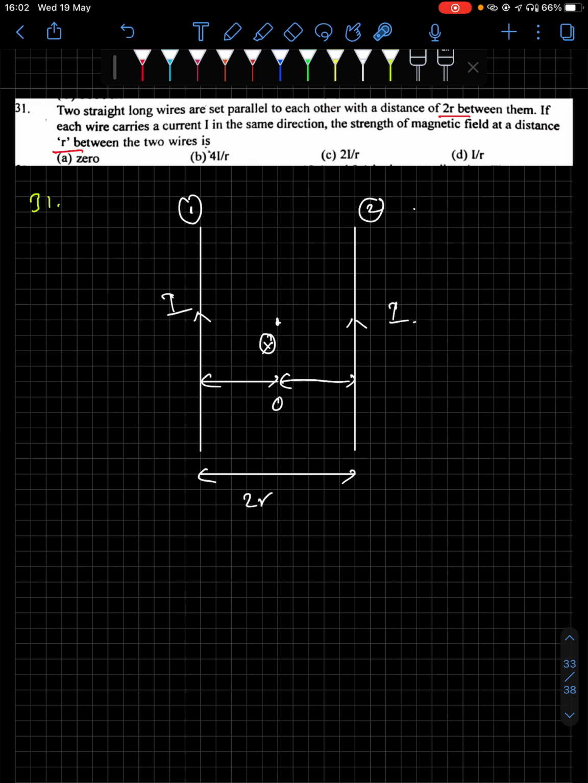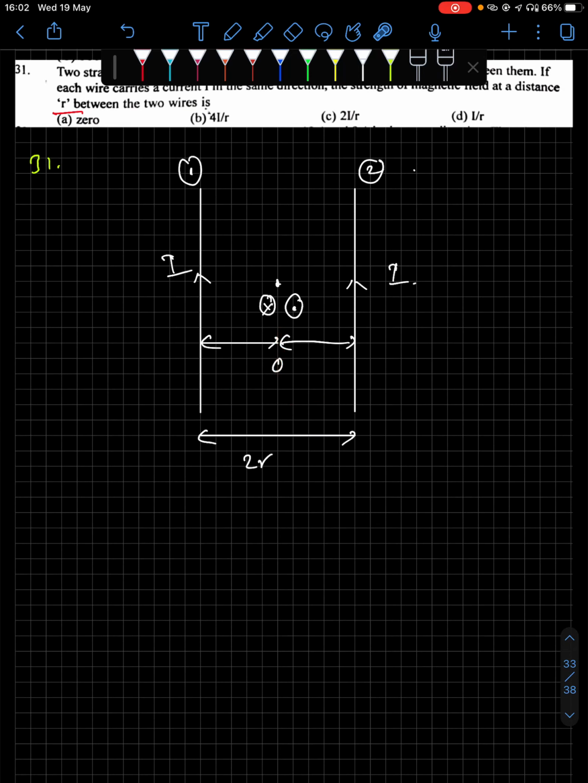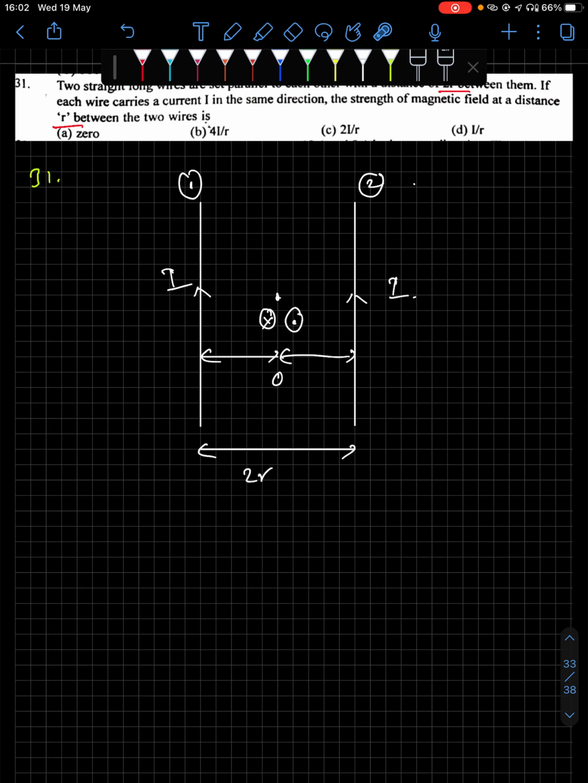Therefore, due to the second wire, the magnetic field will be a dot. So B1 is coming out and B2 is going in, and since they are carrying the same current, and since you are finding the field at equal distance from both of them, in between them, the fields will cancel each other and the net field will be 0. So that is question number 31.